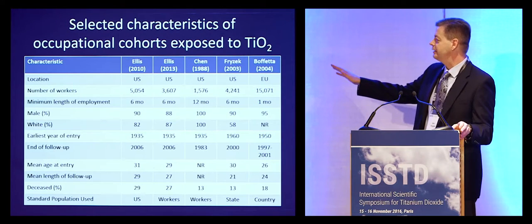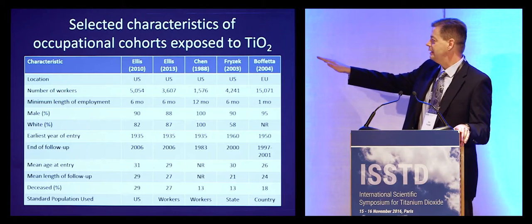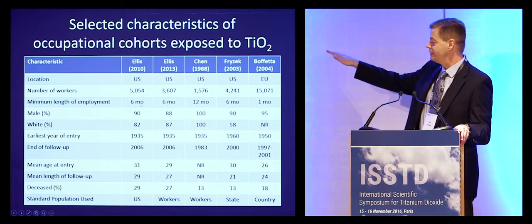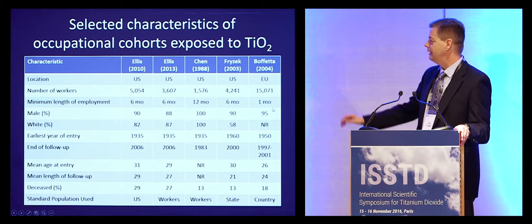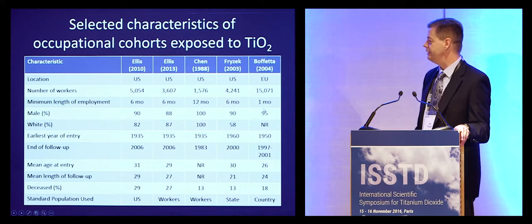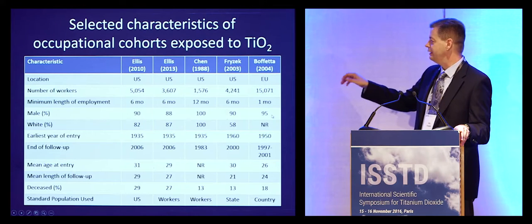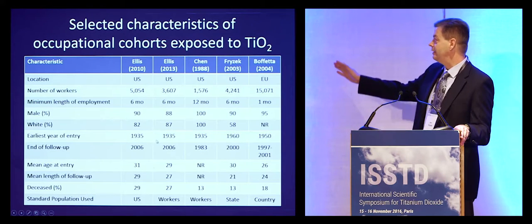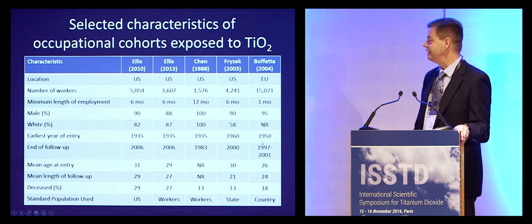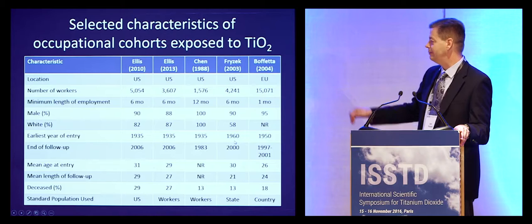I think the interesting thing to look at here is that all of the studies looked at people who were employed for at least 1 month to 12 months, so we had different time frames to try to get rid of those people who quit right away. There's some variation in gender, some variation in race. The studies looked at different time periods, so the Ellis studies went back to 1935. Boffetta, that's the European study, started in 1950. We started in 1960. We had different periods of follow-up.